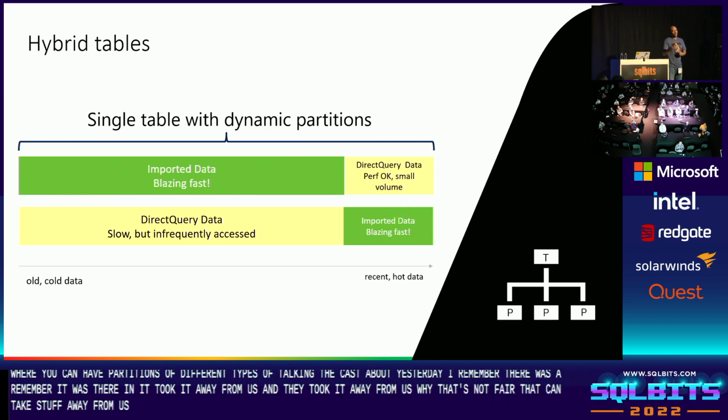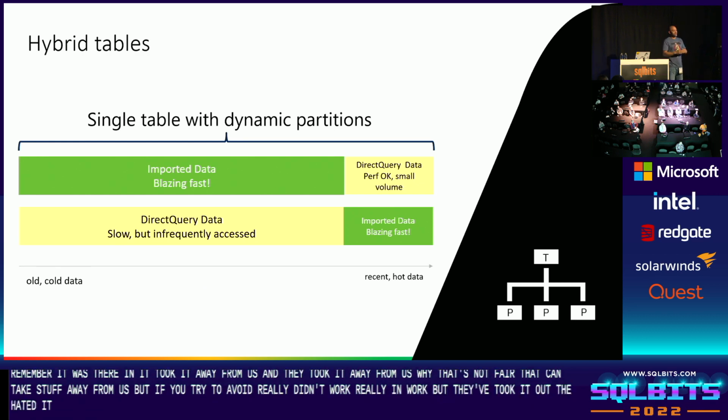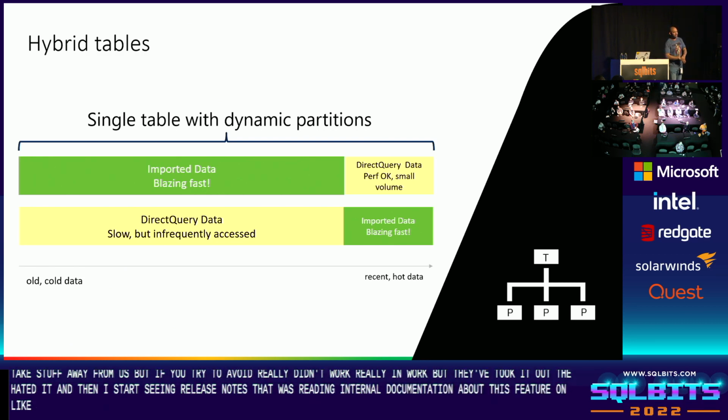But if you try to deploy it, it really didn't work. The devs took it out because they hated it. And then I started seeing release notes. I was reading internal documentation about this feature. I'm like, we already did that a long time ago. They took it away from us. But now it's back. How many guys have used hybrid tables?